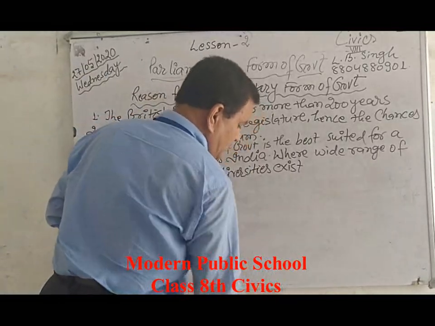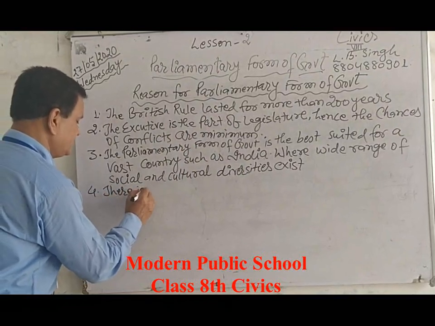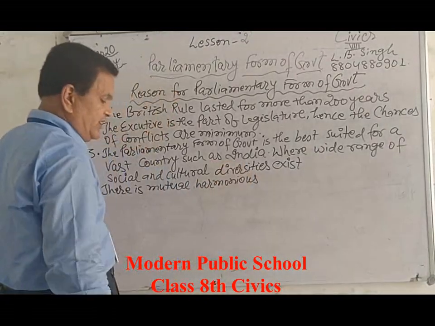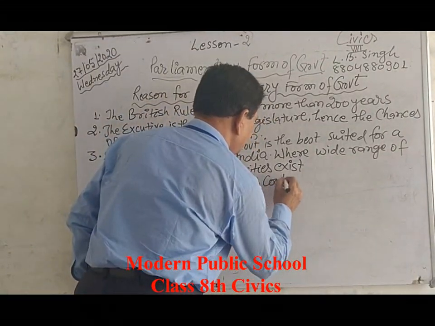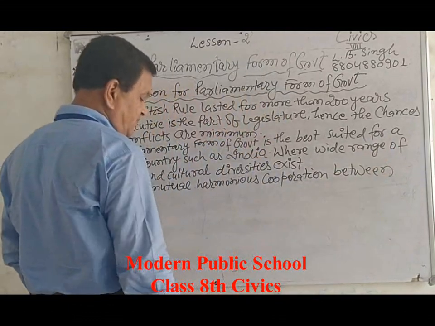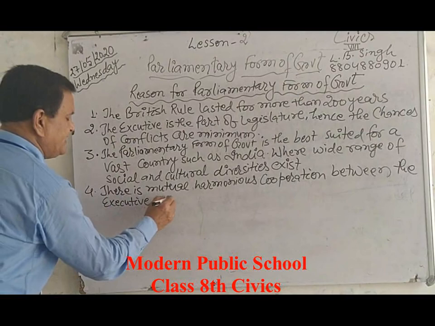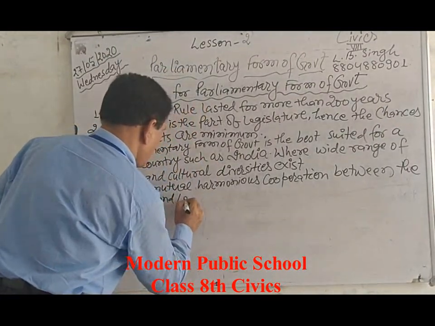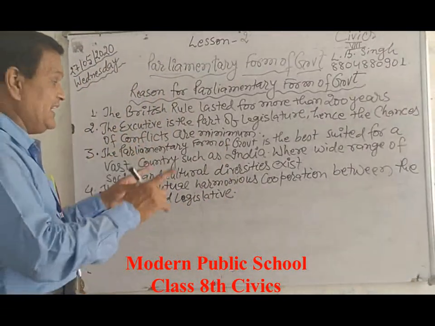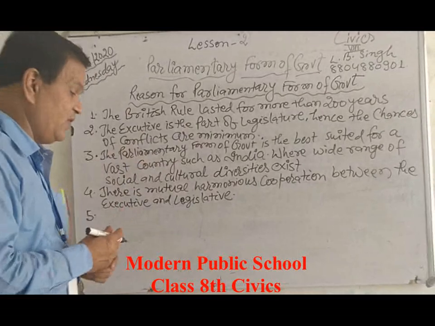Number 4 point is that there is mutual harmonious cooperation between the executive and legislative. I have told you there is good relation between legislature and executive. So it is important in our country, parliamentary form of government.